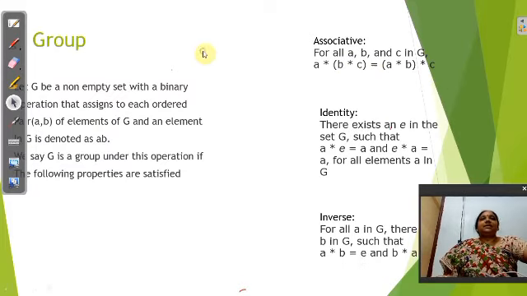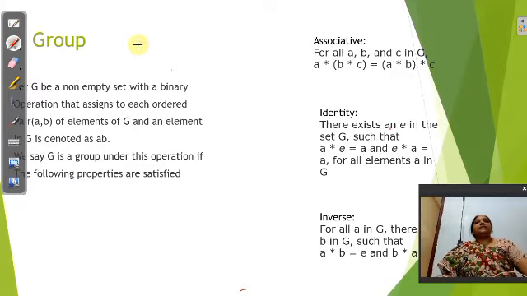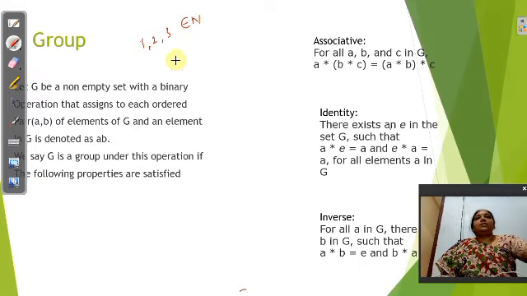For example, if I am taking any three elements from the natural number set, I am taking 1, 2, 3 belongs to N. Now I am changing the grouping and adding those three elements. First I am taking (1 plus 2) plus 3. What is the sum of these three elements? 1 plus 2 is 3, 3 plus 3 means 6 here.